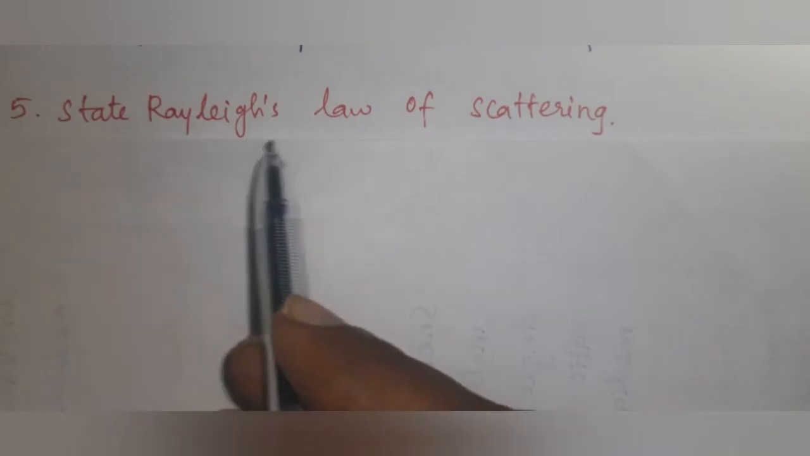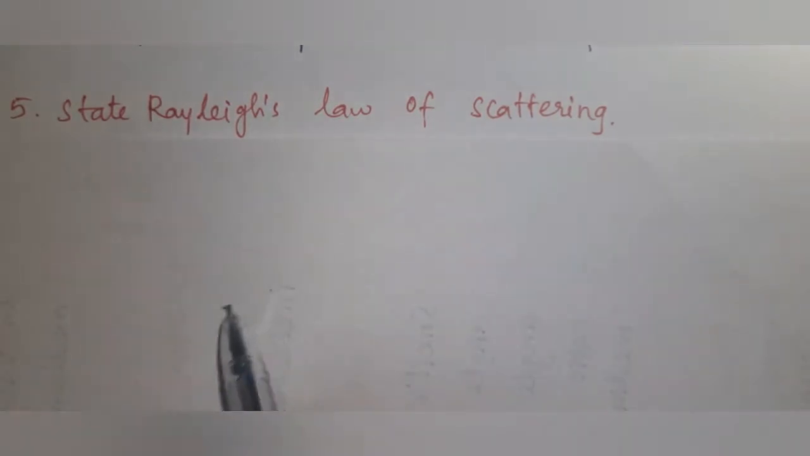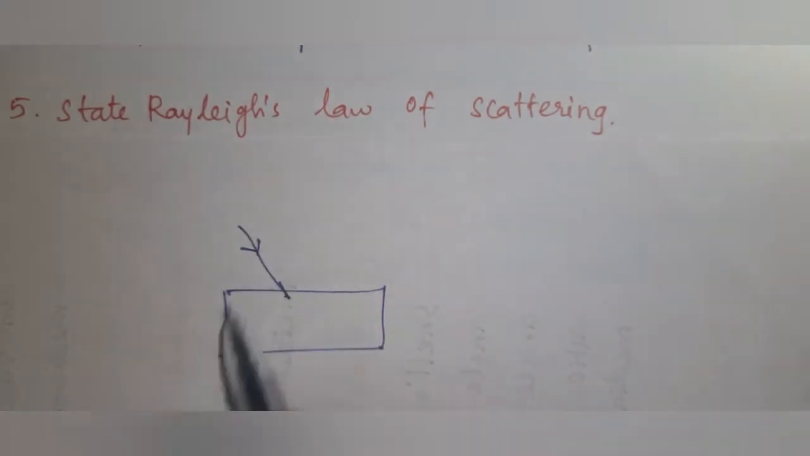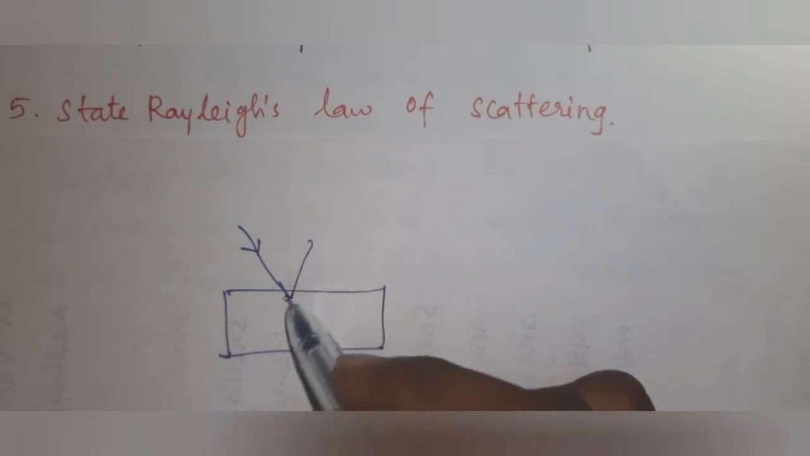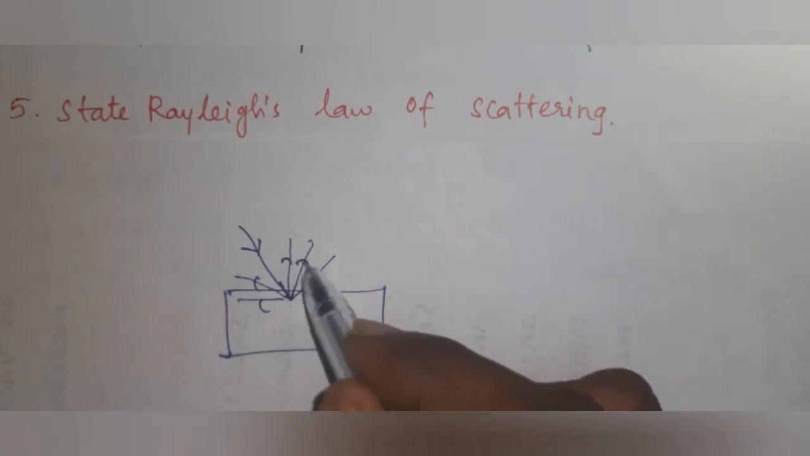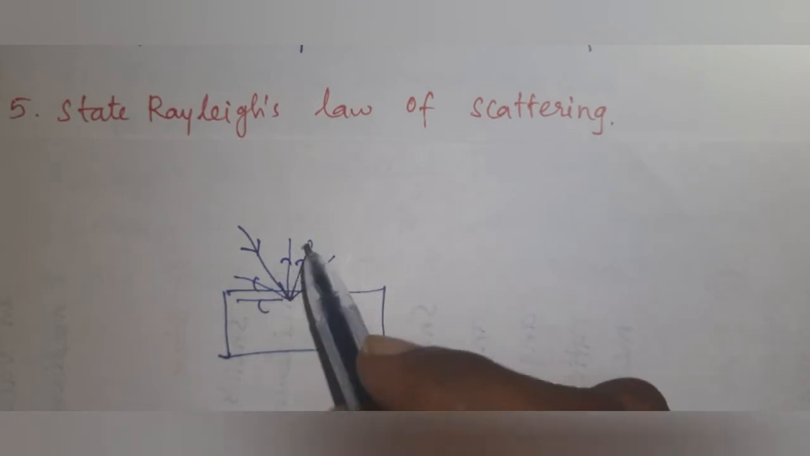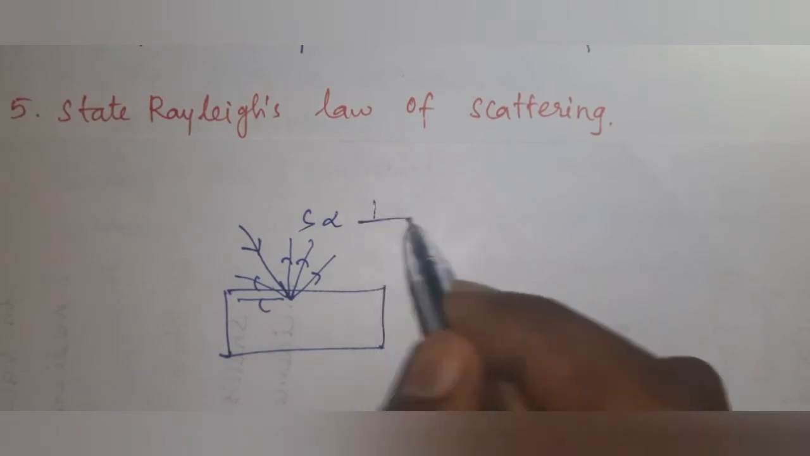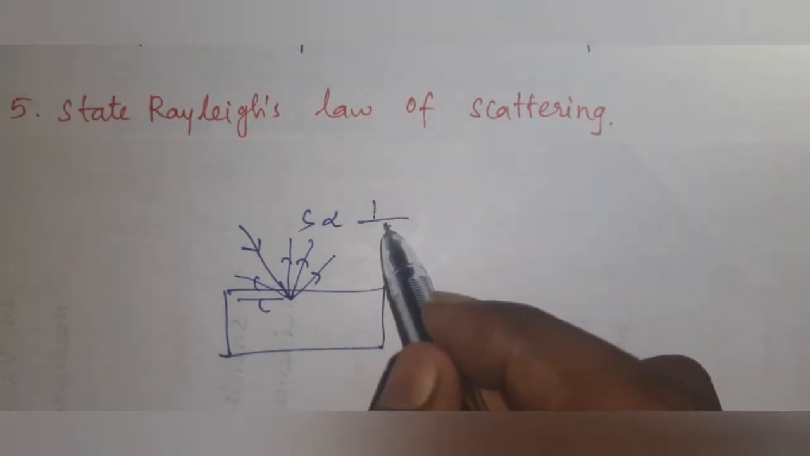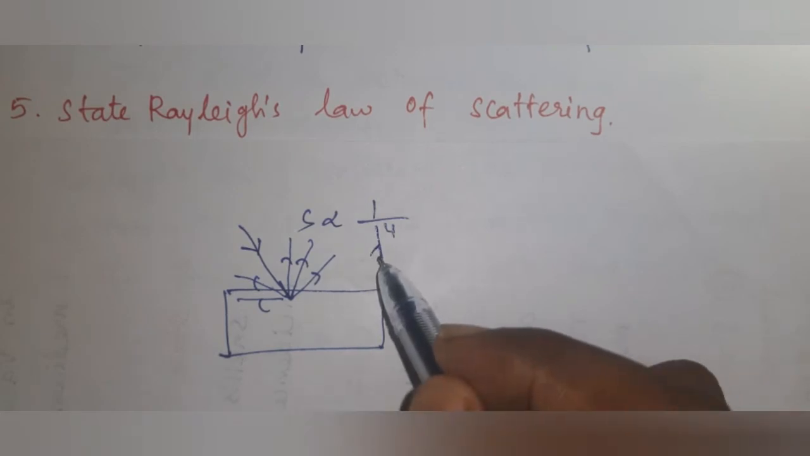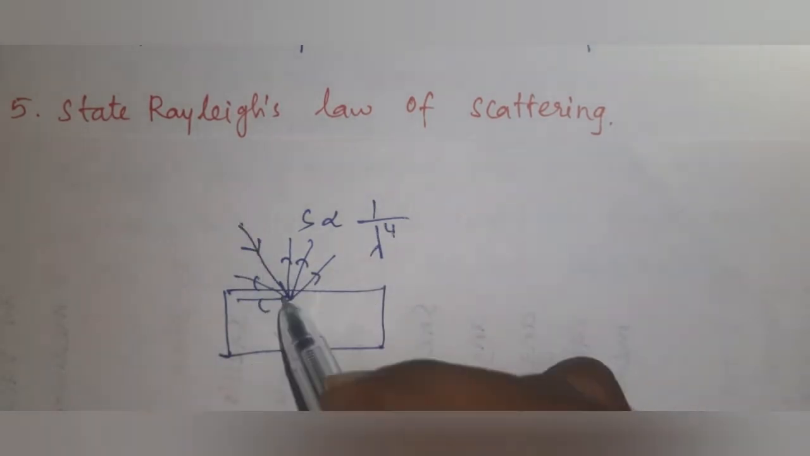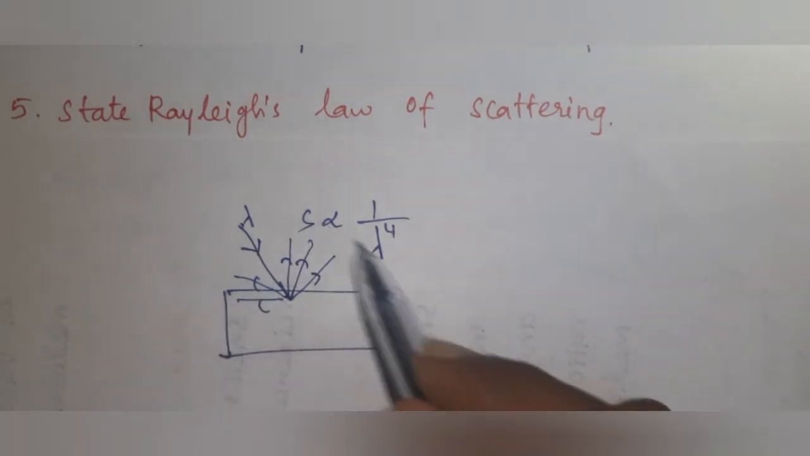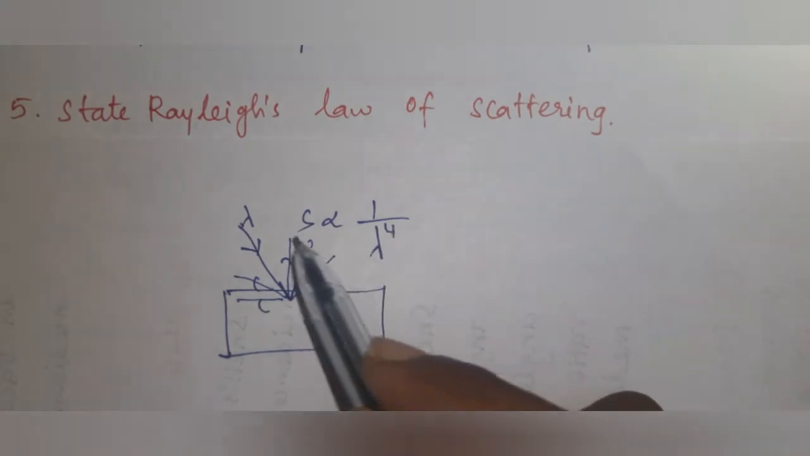Question number 5. State Rayleigh's law of scattering. Let us consider this is the incident ray. If the incident ray is incident on a surface, it will be scattered in different directions. The amount of scattering of light, S, is inversely proportional to the fourth power of the wavelength of the incident light. So this incident light's wavelength is lambda.